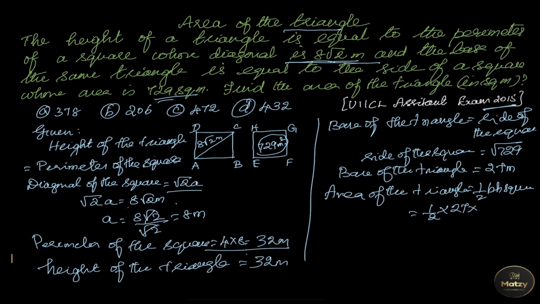What is the formula to find out the area of the triangle? Half into base into height square units. So half into base, base we got as 27 meters. 27 into height is 32 meters. Okay. So 16 times it's going. So 27 into 16.